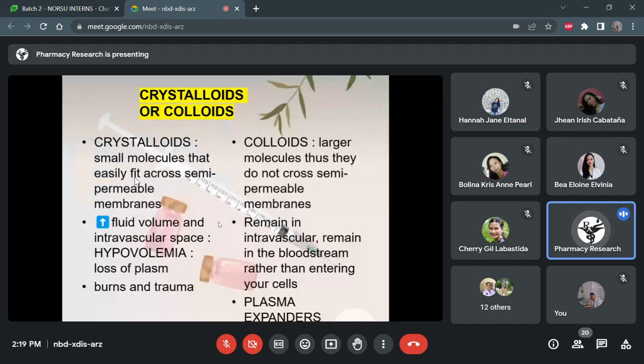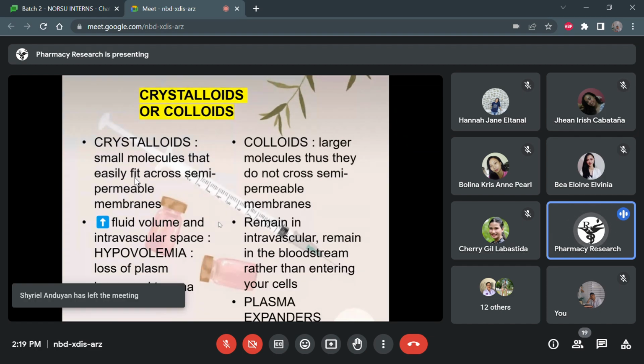And next is the colloids. Colloids are larger molecules, thus they do not cross the semi-permeable membranes. These only remain in the intravascular space, in the bloodstream, rather than entering your cells. Since they are larger molecules, they cannot enter the cells and remain in the intravascular space. One example of colloids is the plasma expanders.